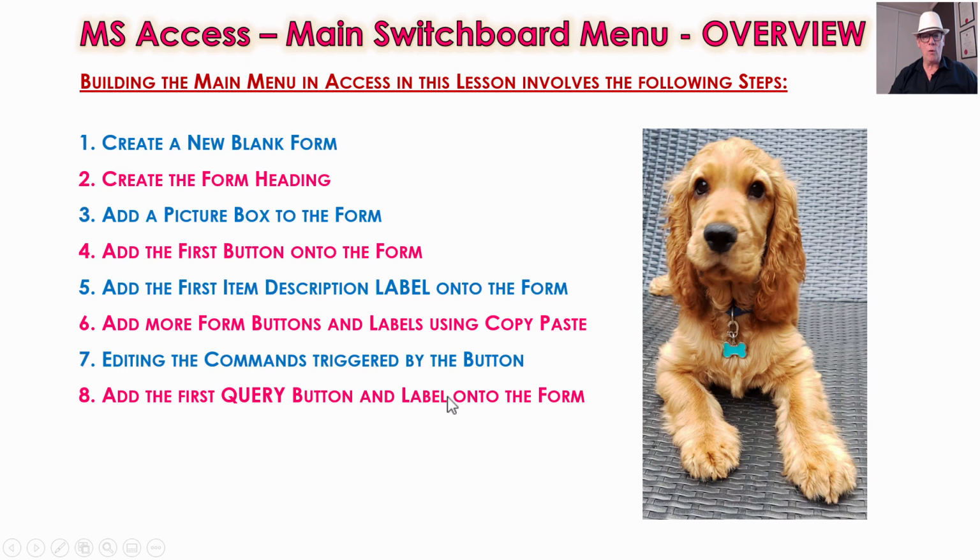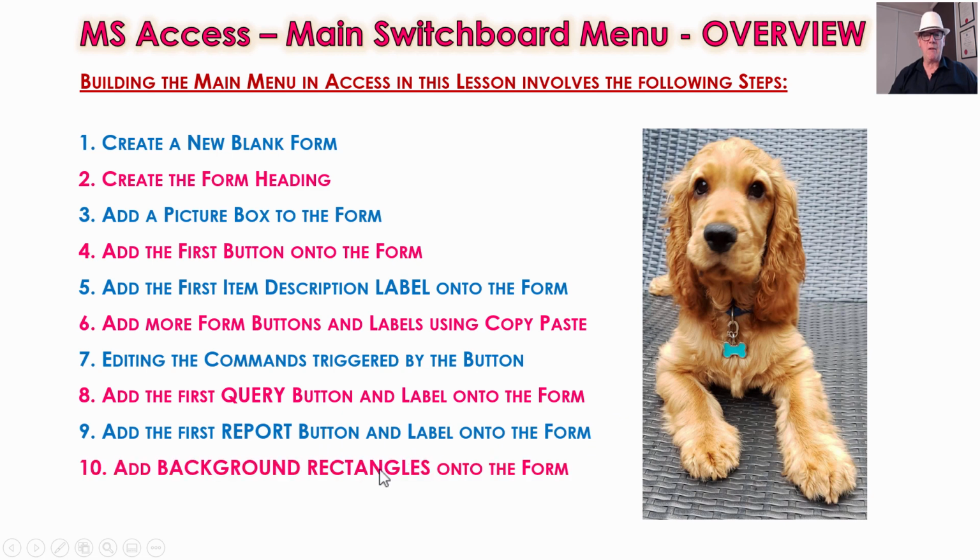Then we're going to add our first query button and label onto the form, and add the first report button and label, the background rectangles onto the form just to make it look a bit better. And we're going to remove that bottom of form navigation buttons, which are on most forms for you to flick through records. There's no records to flick through here. There's just the one screen, which is the main menu. So we don't need that bottom of form navigation bar.